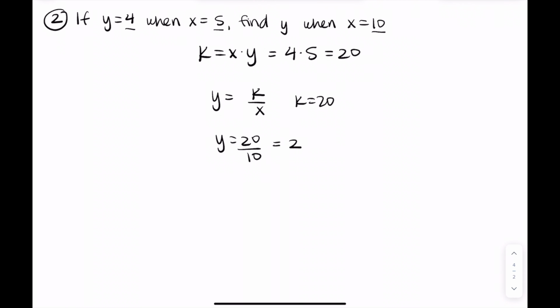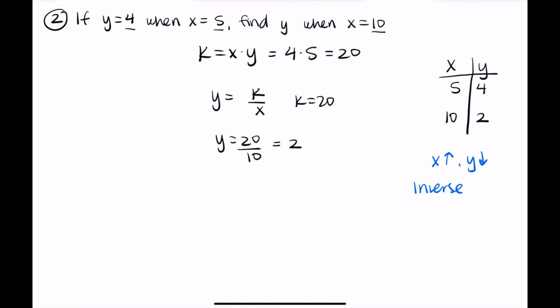And again here, let's do a little xy chart just to make sure that our math lines up with this being an inverse proportion. So we started off with x being 5 and y being 4. Our x went up, so it increased from 5 to 10, but our y decreased. That would be opposite, and that would make this an inverse proportion.